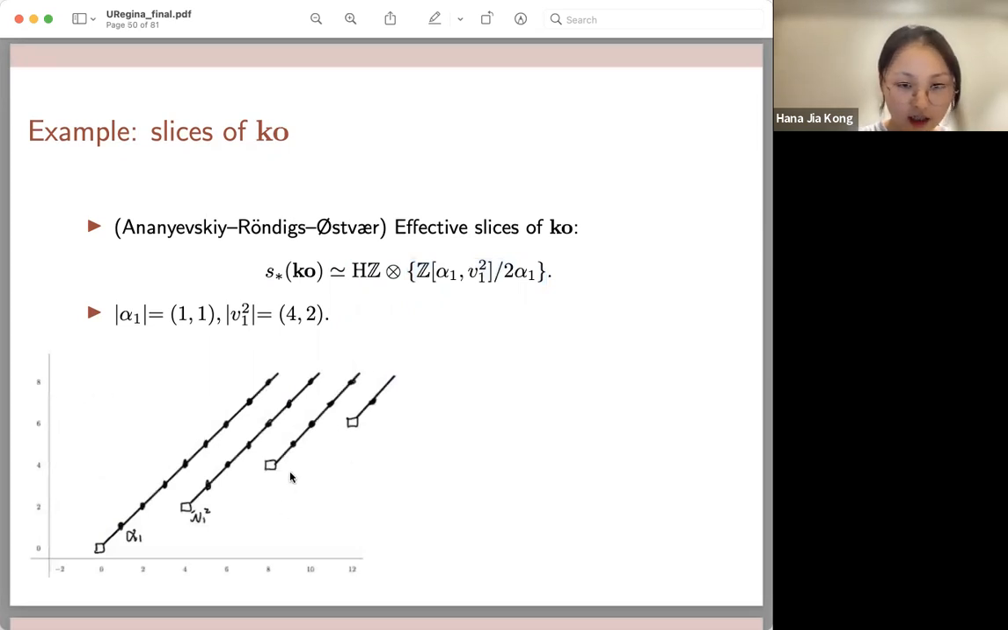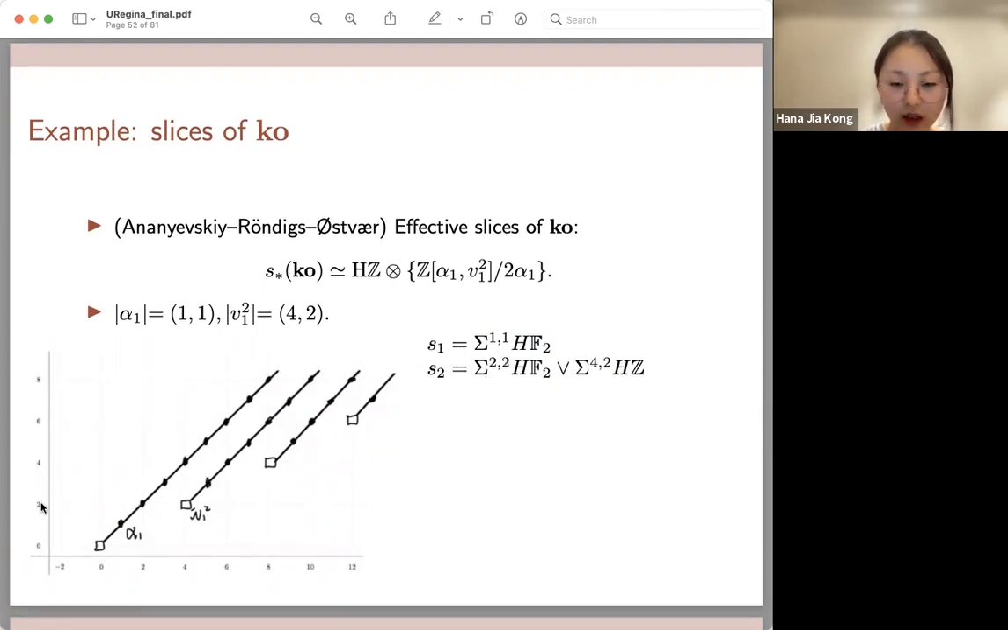The meaning of this can be depicted in this chart. Here alpha 1 is in degree (1,1), and v1 squared is in degree (4,2). This chart is a visualization of this polynomial algebra. How to read off the slices from this picture is the following. If I would like to read off the first slice, I look at this horizontal line at height 1, and you see only one dot, alpha 1. That means the first slice is the (1,1) suspension of HF2 indexed over alpha 1.